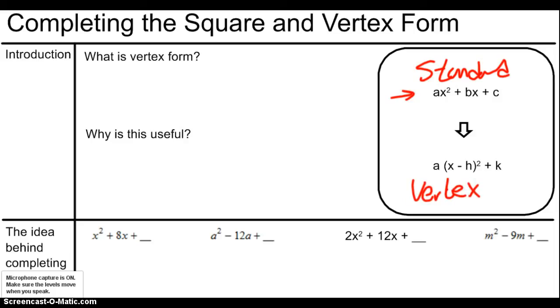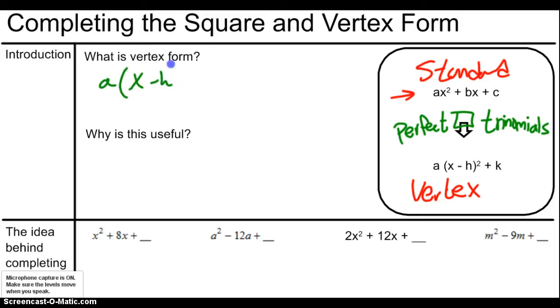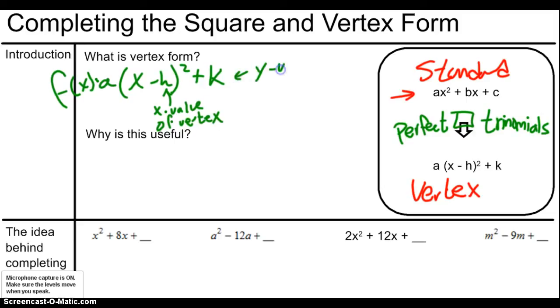And the way that we're going to do that is by using perfect square trinomials. Remember, perfect square trinomials are the kinds of problems we just saw. Perfect square trinomials. And so vertex form, remember, from some of the explanations we've done, is a times x minus h squared plus k, and that is a function, so let's call it f of x, where h is the x value of the vertex, and k is the y value of the vertex.